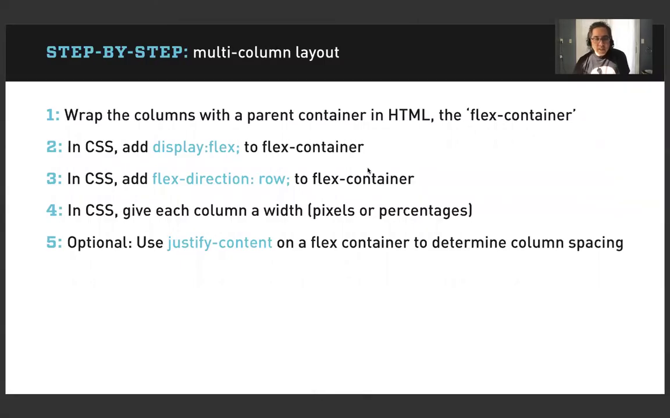We can do multi-column layouts using flexbox. So what we need to do is wrap the columns in a parent container, the flex container. We'll add display flex, of course, to our container. Then we'll add flex direction row, not column, to the flex container. And then we'll give each column a width of pixels or percentages. And optionally, we can use justify content to determine the column spacing. So I'll show you an example of that. You won't have to do this in the demo. So let me show you that right now.